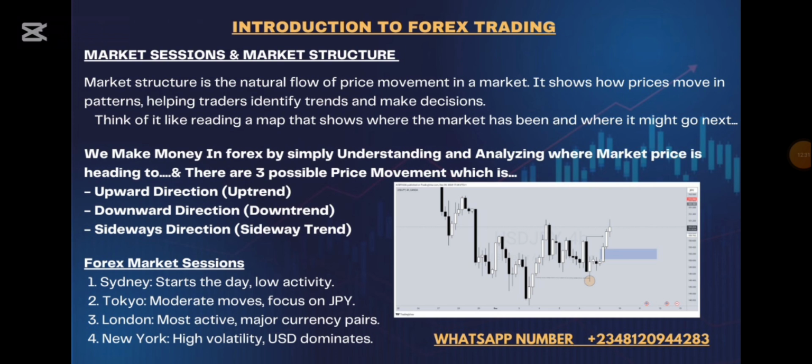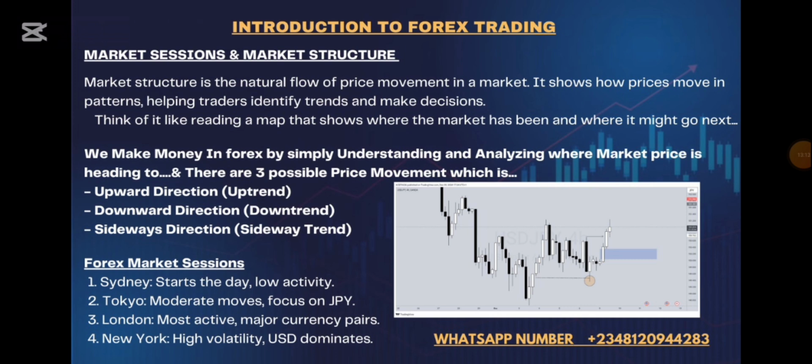And there are three possible price movements, which is the upward direction, which we call an uptrend. The downward direction, we call that a downtrend, and the sideways direction, we call that a sideways trend. I want you to take note of this. Very, very important. So when the market is moving up, it's called what? An uptrend. When the market is moving down, it's called what? A downtrend. And when the market is moving sideways, it's called a sideways trend. Very important. These are the only three directions the market can make, and you can make money from these three directions as a forex trader. I would show you how as we move on, right? For now, this is just the basics for you to understand.